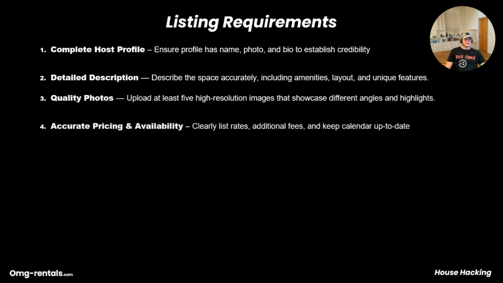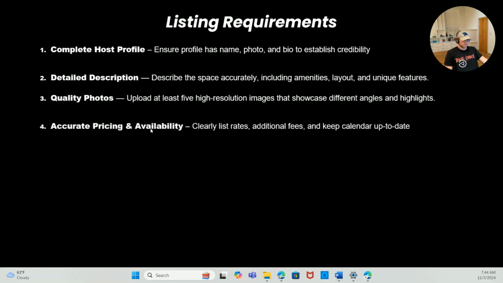Accurate pricing and availability. This is important. You want to clearly list your rates, any additional fees, and keep calendars up to date. So you're going to need to keep your calendars up to date, clearly listing your rates and describing any additional fees, whether you use a Google Calendar, Calendly, Acuity Scheduling, or any of the above.